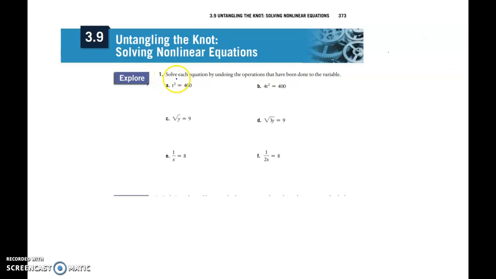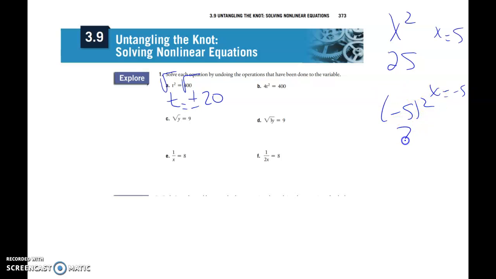All right, so if we look at this first one, if I was doing order of op forwards, I would square. So to undo squaring, I'm going to square root. Now there's a little issue with this. We're actually going to get two answers. Because if I have something like x squared and I sub in 5, I get 25, which is great. But if I sub in a negative 5, notice I also get 25. So I really don't know what the answer is.